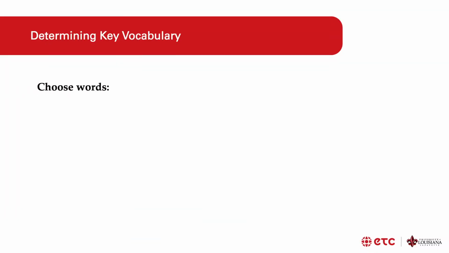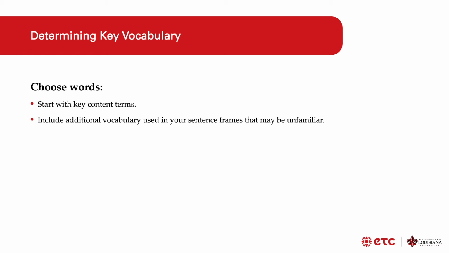So the next step is determining key vocabulary. Basically, we're picking some words. We can think about the key content terms, so the key math words that students might need to know for this lesson, or we could think about key or important general academic words that students might need to learn.